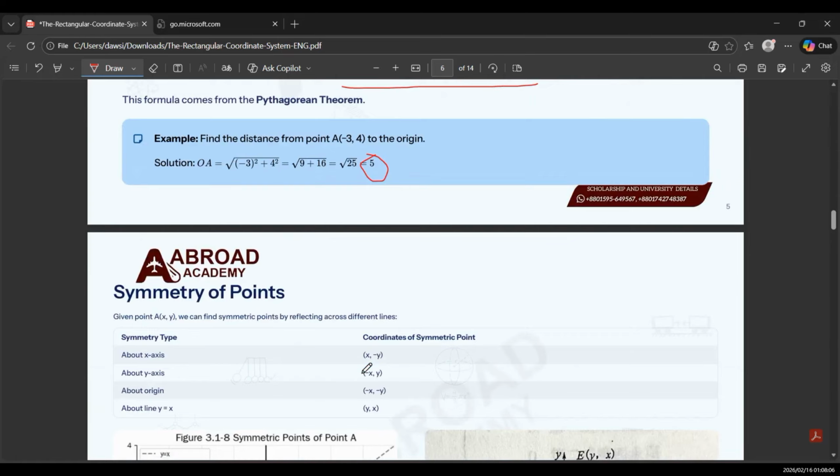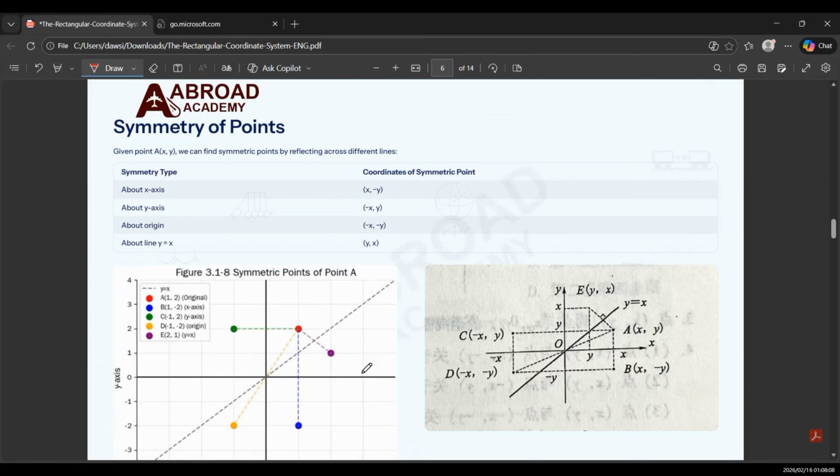Yeah, so let's move to our next slide. It is symmetry of points. About the x-axis it is (x, -y), about the y-axis it is (-x, y), about the origin it is (-x, -y), and about the line y equals x it is (y, x).